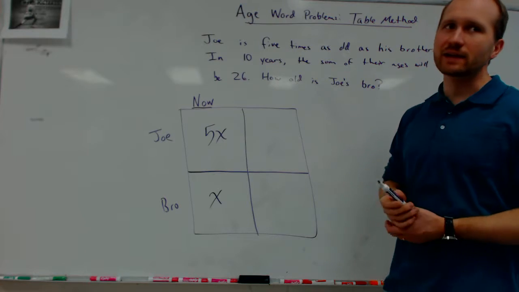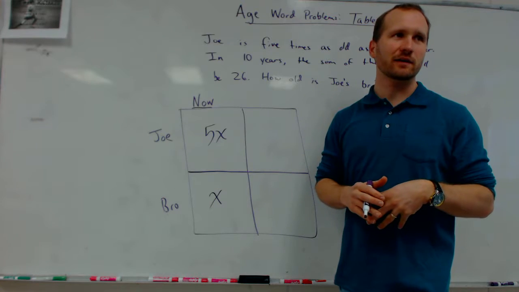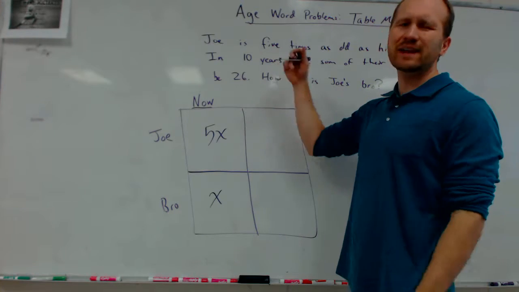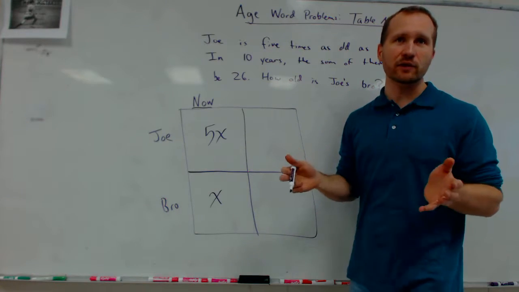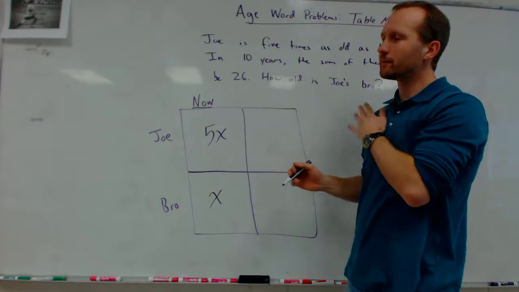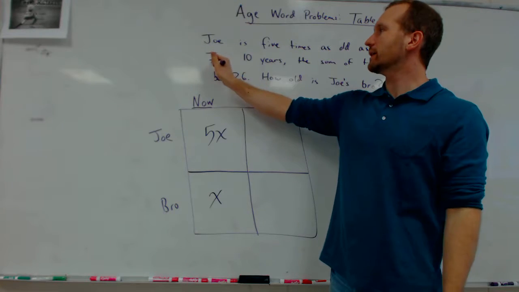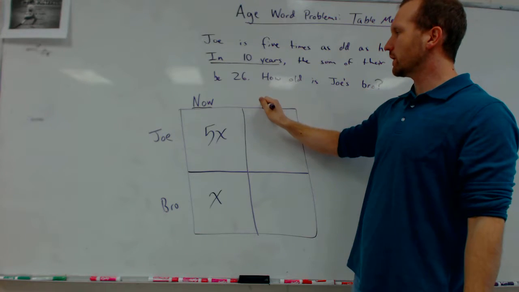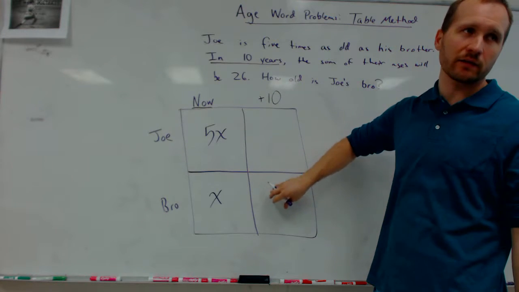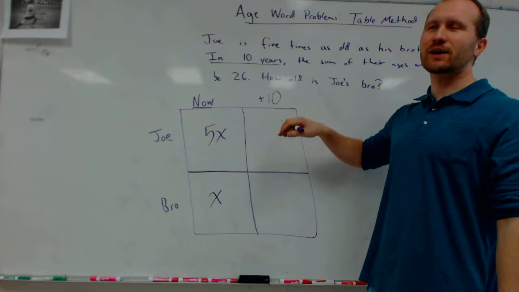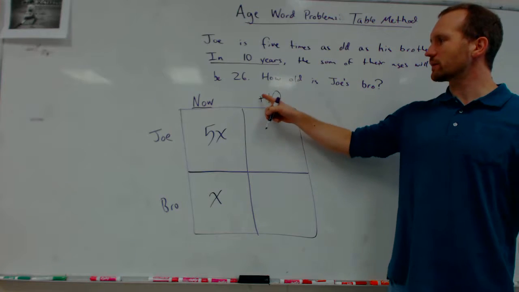Okay, now here's the key. It says in 10 years. Stop right there. When it says in 10 years, 10 years ago, last year, next year, 5 years from now, whatever, you stop. Okay? Because that is really important information. In 10 years means plus 10. And I'm going to make that the next column of my table. The next column of my table is going to be 10 years from now.